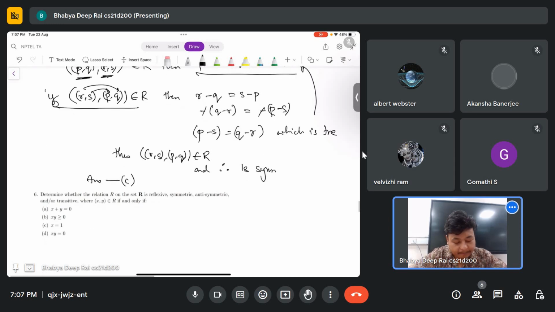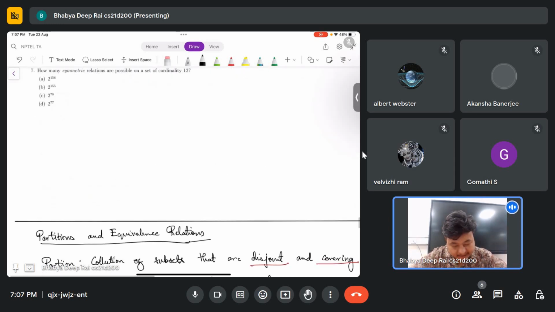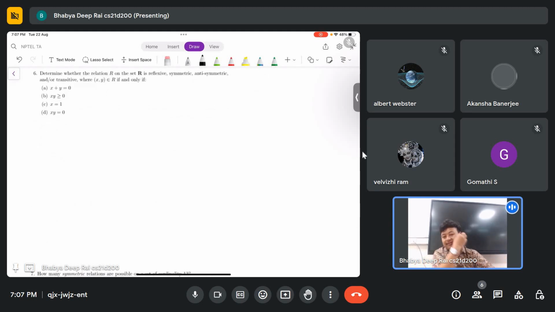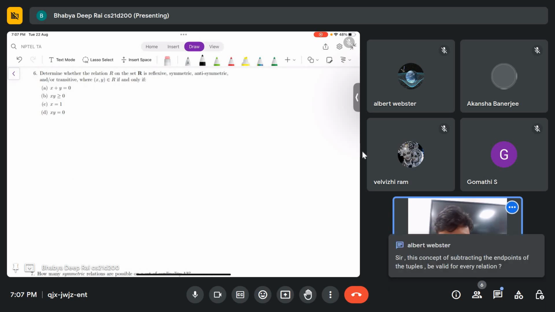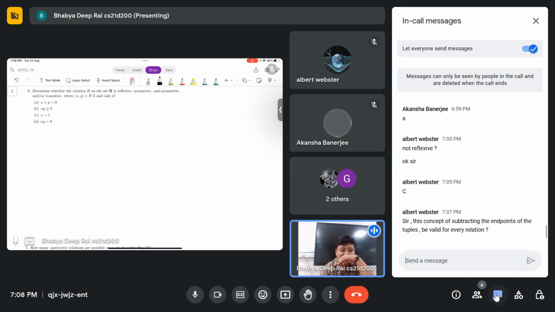Okay, good. What is left? The final question on checking reflexive, symmetric, and so on. So, would this concept of subtracting the endpoints of tuples be valid for every relation?